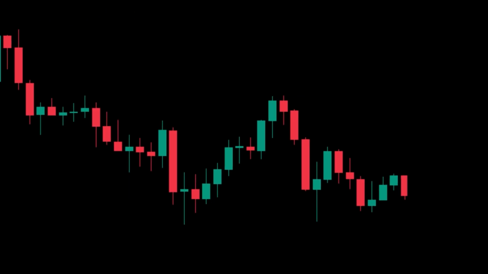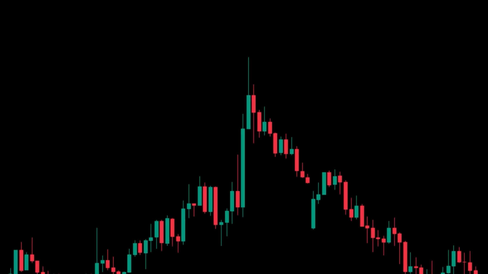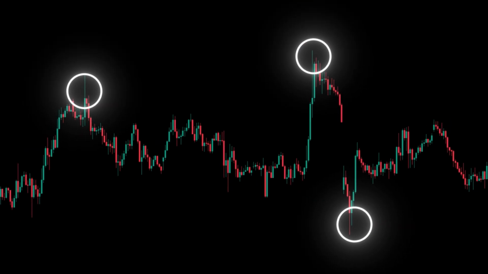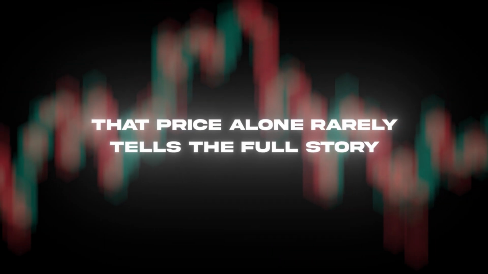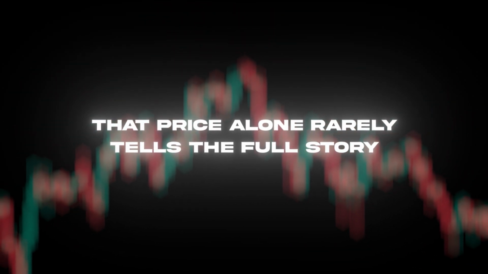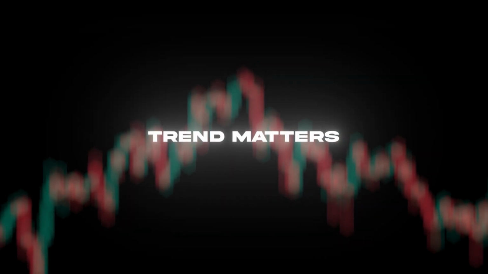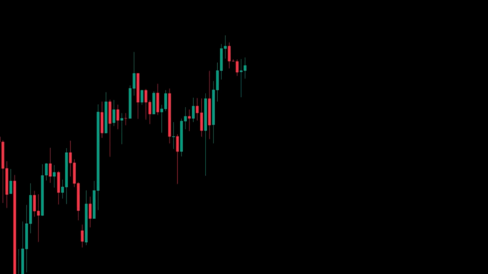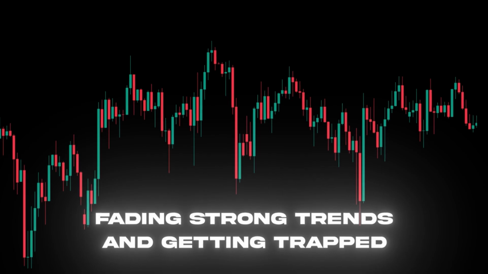Most liquidity sweep indicators focus entirely on price. They identify swing highs, identify swing lows, then wait for those levels to be taken. The problem is that price alone rarely tells the full story. Momentum matters, trend matters, volatility matters. Without context, traders end up fading strong trends and getting trapped.